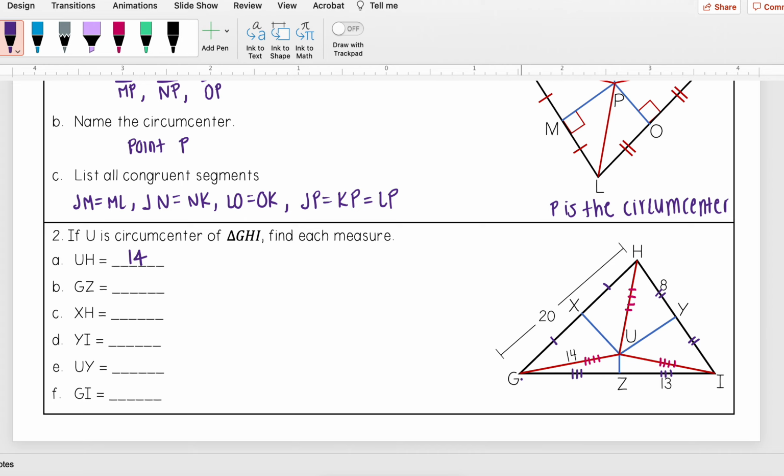Next, I want to find GZ. GZ is this segment here. I know this segment is congruent to ZI, and ZI is equal to 13, so that means GZ is also equal to 13. Next, I want to find XH. XH is this segment here. I know it's congruent to XG, however I don't know the length of XG. But I do know that the entire length of GH is equal to 20. And so to find XH, I just need to divide 20 by 2, and so I get 10.